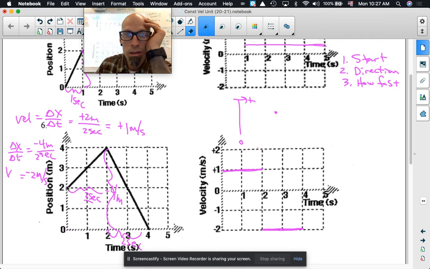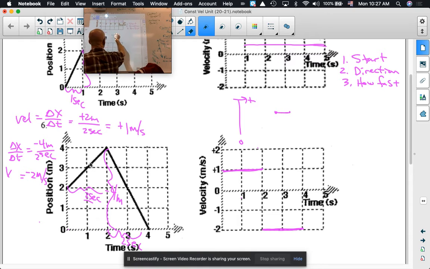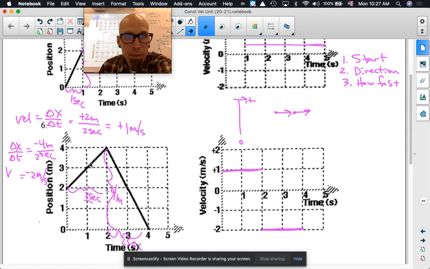What direction is it going? Well, positive slope. That's positive direction. How long? For 2 seconds. So I need 2 dots and arrows in the positive direction at positive 1 meter per second. Something like that. Then what happens? Object turns around. Now there's a negative slope, and the negative slope means negative velocity. Negative velocity means the other way now.